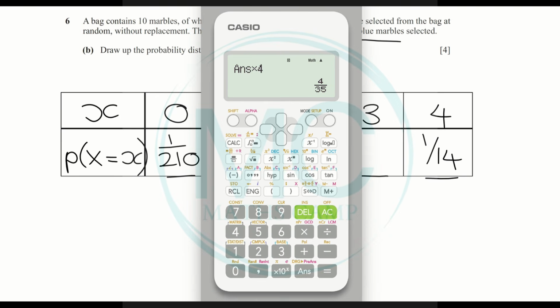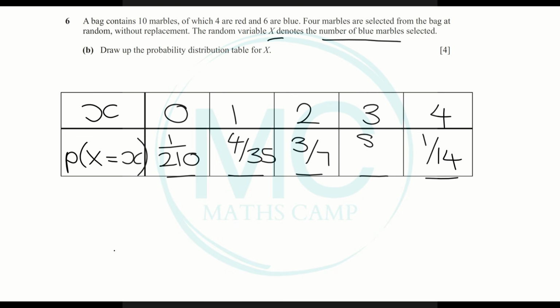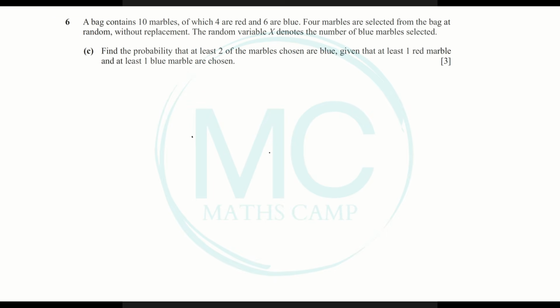Take my calculator. I'm going to say 1 minus 1 over 210 minus 4 over 35 minus 3 over 7 minus 1 over 14 is equal to 8 over 21. I can put this in here. And I've now completed my distribution table.